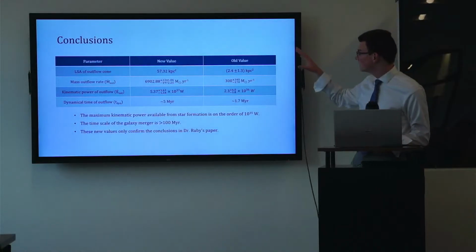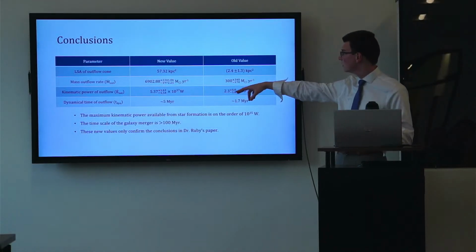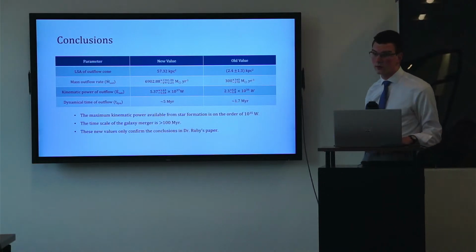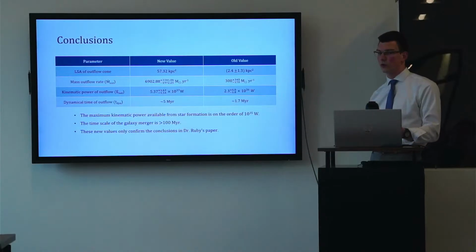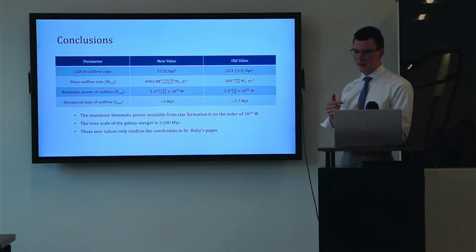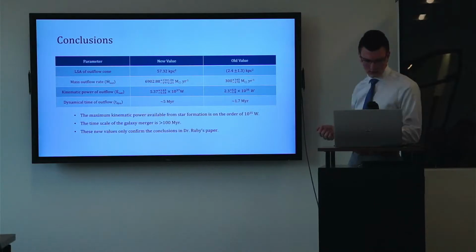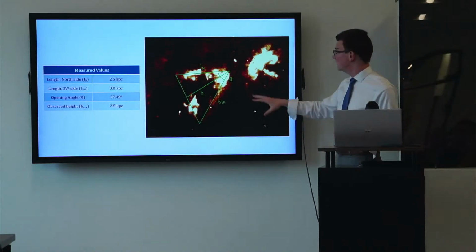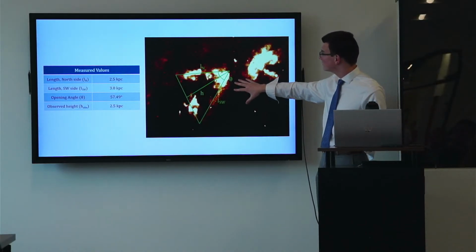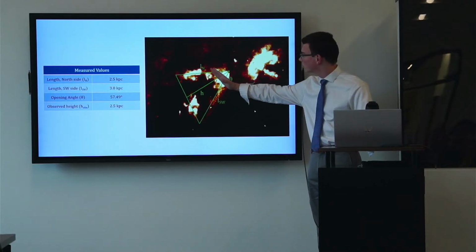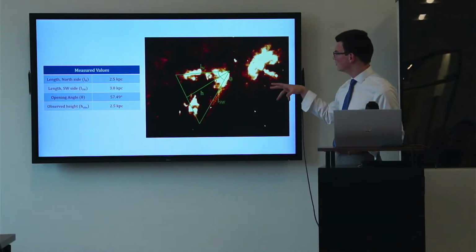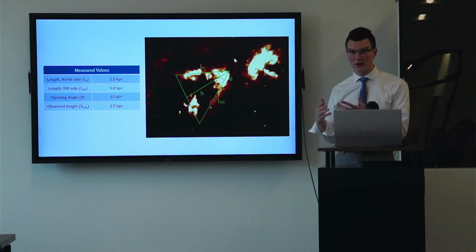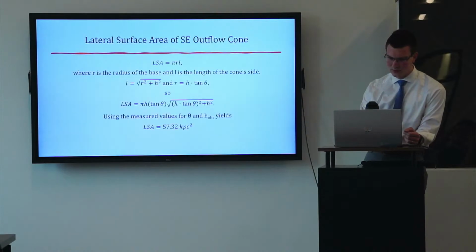So here are all of those values in the center column, and then these are the values from Dr. Ruby's paper. He was deriving those values from older Hubble imagery. And if I can go back here. So in the imagery he was looking at, it looks like this was the entirety of the cone right here. And then in this newer imagery, you can see that it actually extends much farther than that. So that's the major difference in our results there.